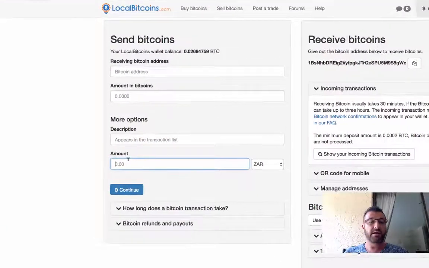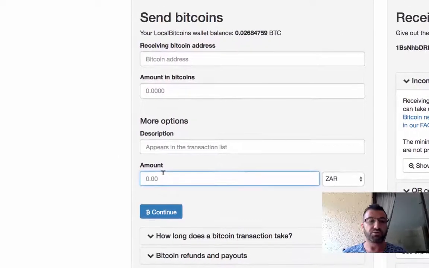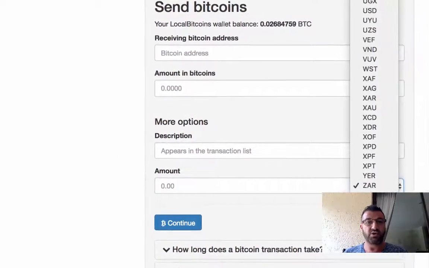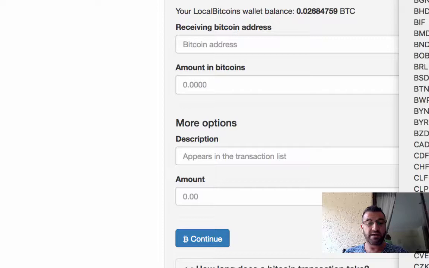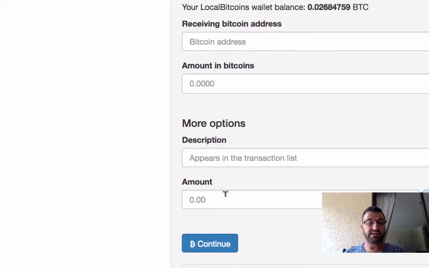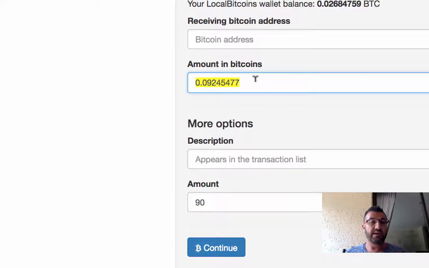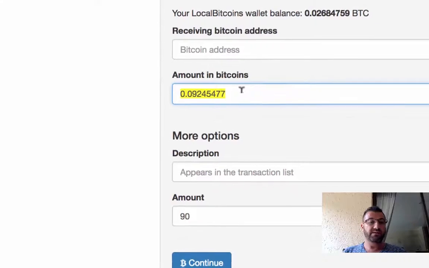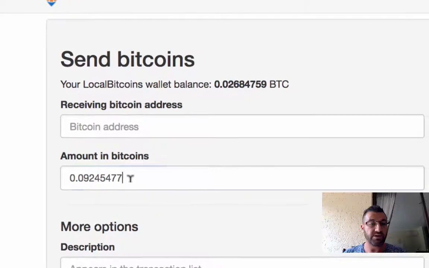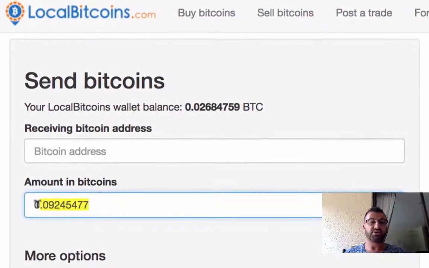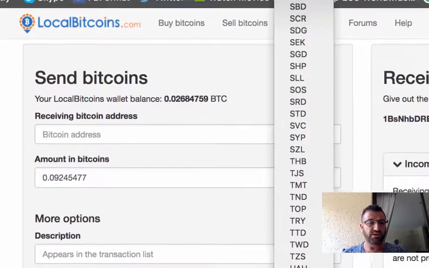And over here is the amount in your local currency of how many Bitcoin you wanted to send to the person. So let's say you wanted to send in euros, you would go up to the top. What's nice about this platform, it works out the exact amount of what the exchange is. So let's say I wanted to send 90 euros, and over here it'll automatically tell you exactly how many Bitcoin the equivalent is, the 90 euros is worth. So 90 euros is worth, at today's rate, 0.092 etc. Bitcoin. So that's quite handy, and the same applies to US dollars etc.